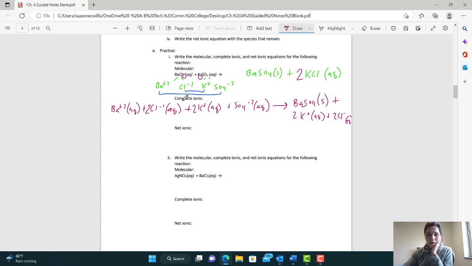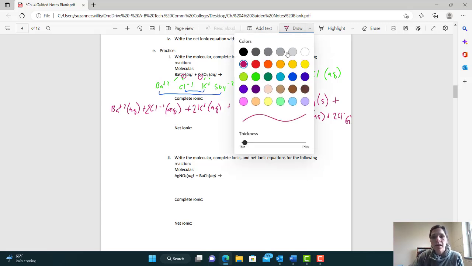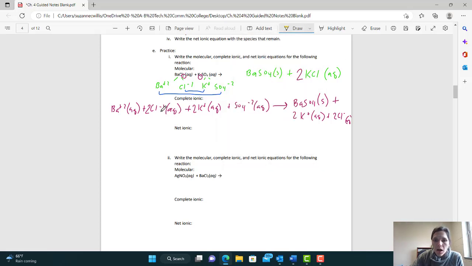What do they look like? Are they an ion? Are they a compound? Okay, so that's the complete ionic. Then if you X out anything that looks the same on both sides, or I'll underline them. You see how there's 2 chlorides right here, aqueous, 2 chlorides, aqueous? Those are spectator ions. 2 K pluses and 2 K pluses. Okay, those guys didn't do anything.